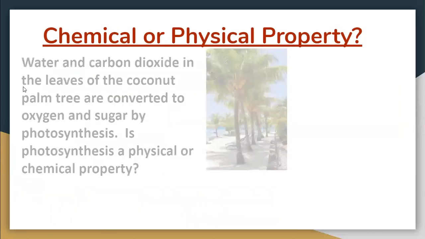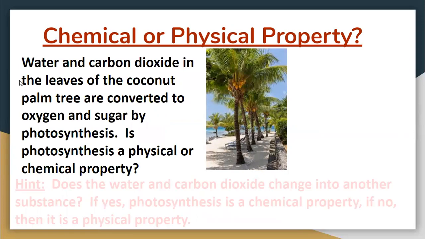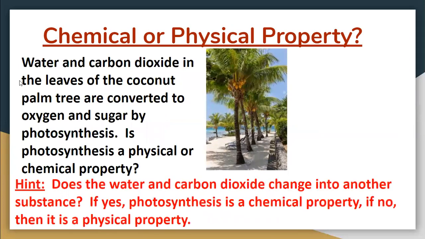Okay, what about this one? Water and carbon dioxide in the leaves of the coconut palm tree are converted to oxygen and sugar by photosynthesis. Is photosynthesis a physical or chemical property? Hint, does the water and carbon dioxide change into another substance? If yes, photosynthesis is a chemical property. If no, then it is a physical property. What do you think?